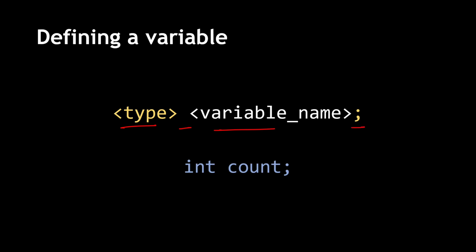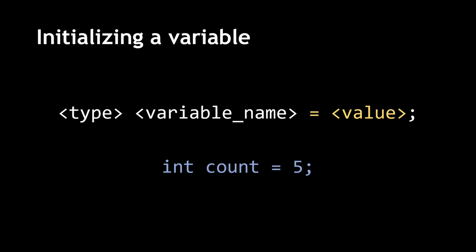As an example, consider a variable count, which can store only integer values. An integer is represented using the word int in C++. So the type of this variable is int. Following the type is a space, followed by the name of the variable, which is count, and the statement ends with a semicolon. Now we have successfully defined a variable count which can store integer values.